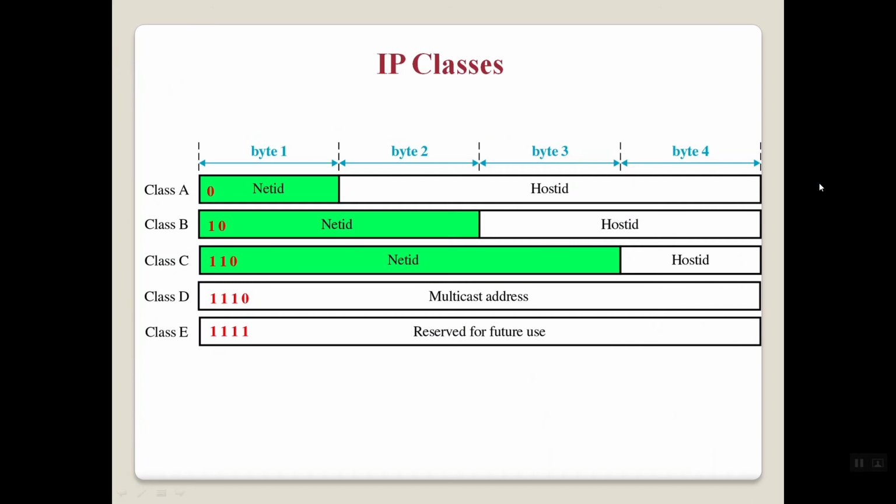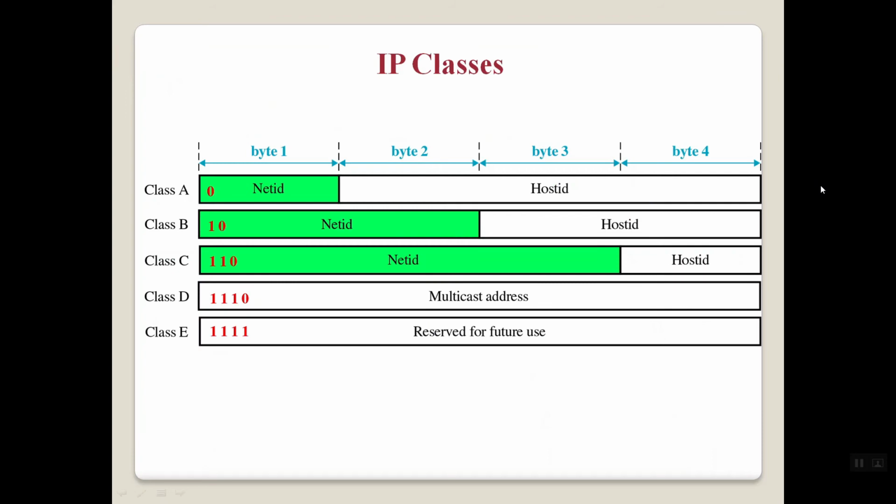In this diagram you can see what is actually happening. As I told you earlier, there are two segments, one is the net ID, another is the host ID. In the case of class A addressing, the net ID is only 1 byte, that means only 8 bits. So it has only one block of the address kept for the network and 3 bytes kept for the host. In class B, there are 2 net ID blocks and 2 host ID blocks. Class C has 3 net ID blocks and 1 host ID block. Class D and Class E are kept reserved for future use, multicast addresses, as well as for research purposes.